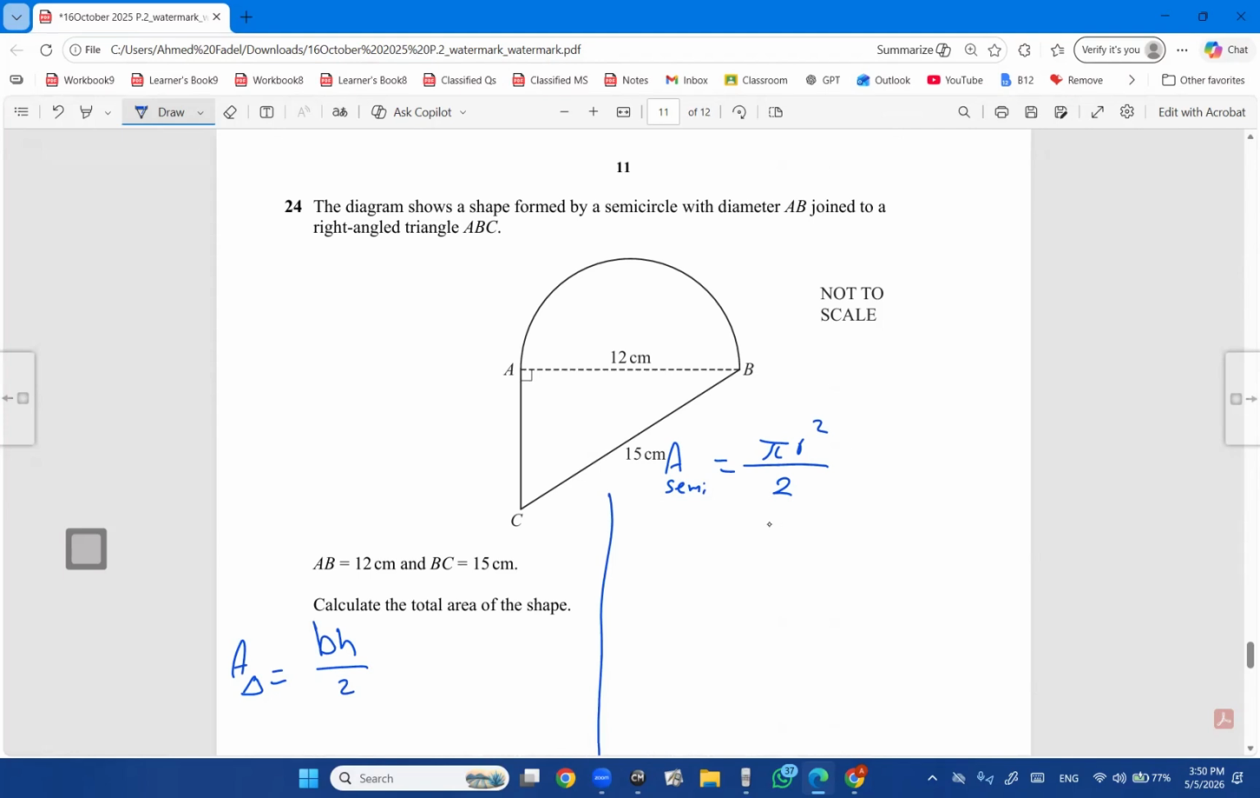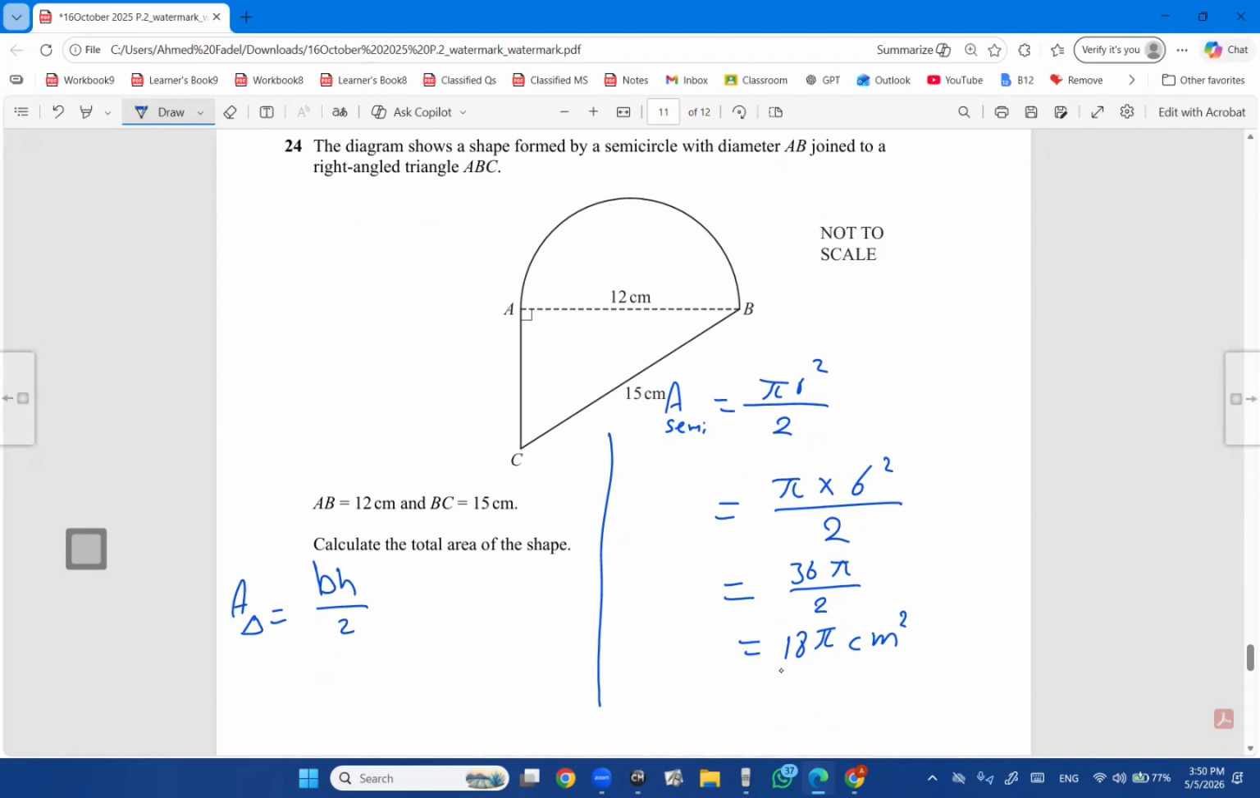Let's do them one by one. Area of a semicircle equals pi multiplied by the radius, which is 6, not 12. This is the diameter. So 6 squared over 2 equals 36 pi over 2, which is 18 pi centimeters squared. This is the area of the semicircle.